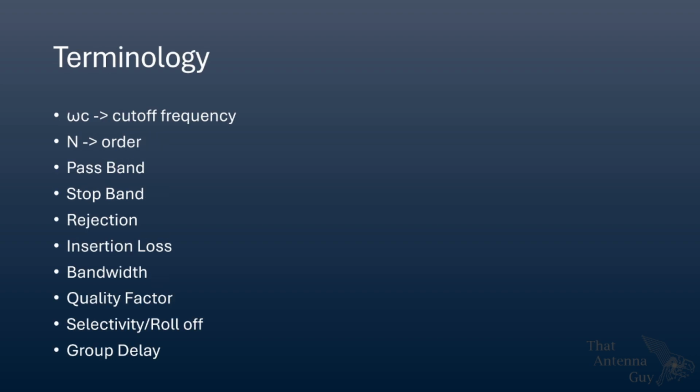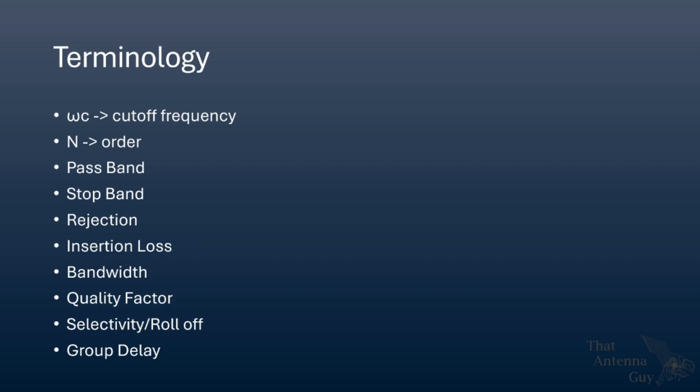Some terminology we're going to need for this set of lectures is omega c, which is your cutoff frequency. Now remember, omega c is 2 pi f, 2 pi times the cutoff frequency. N, which is the order, which tells you how quickly the filter attenuates after your cutoff frequency. Pass band, which is the frequency band at which your filter allows frequencies through. The stop band, which is the band at which your filter does not allow frequencies through. Rejection, which is your S21 measurement outside of your pass band. Insertion loss, which is your S21 measurement inside your pass band.